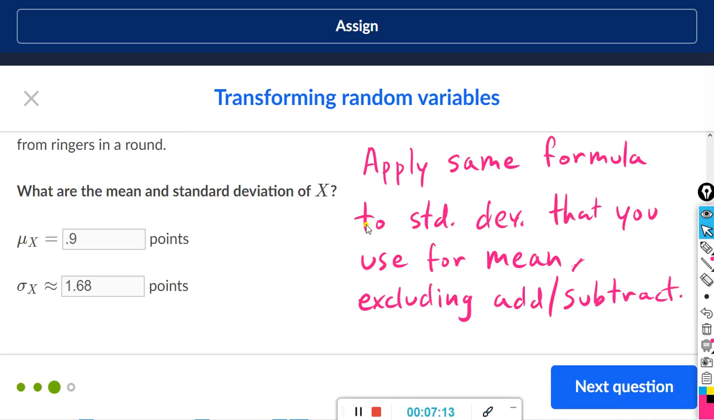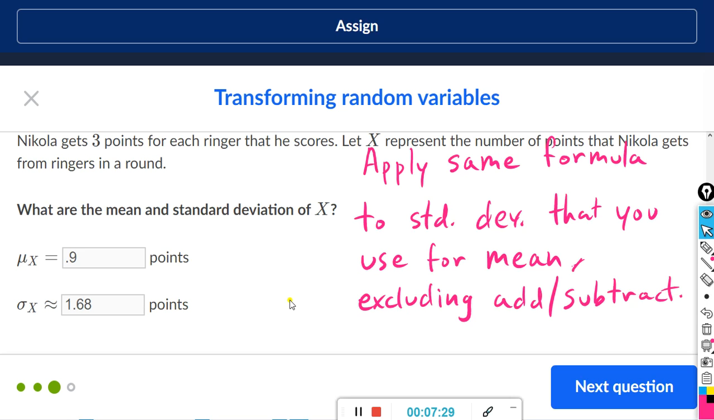If I were to give you a piece of advice for this exercise, you want to apply the same formula to the standard deviation that you use for the mean, excluding the addition and subtracting part. So use the same formula, but any plus or minus, just exclude that.